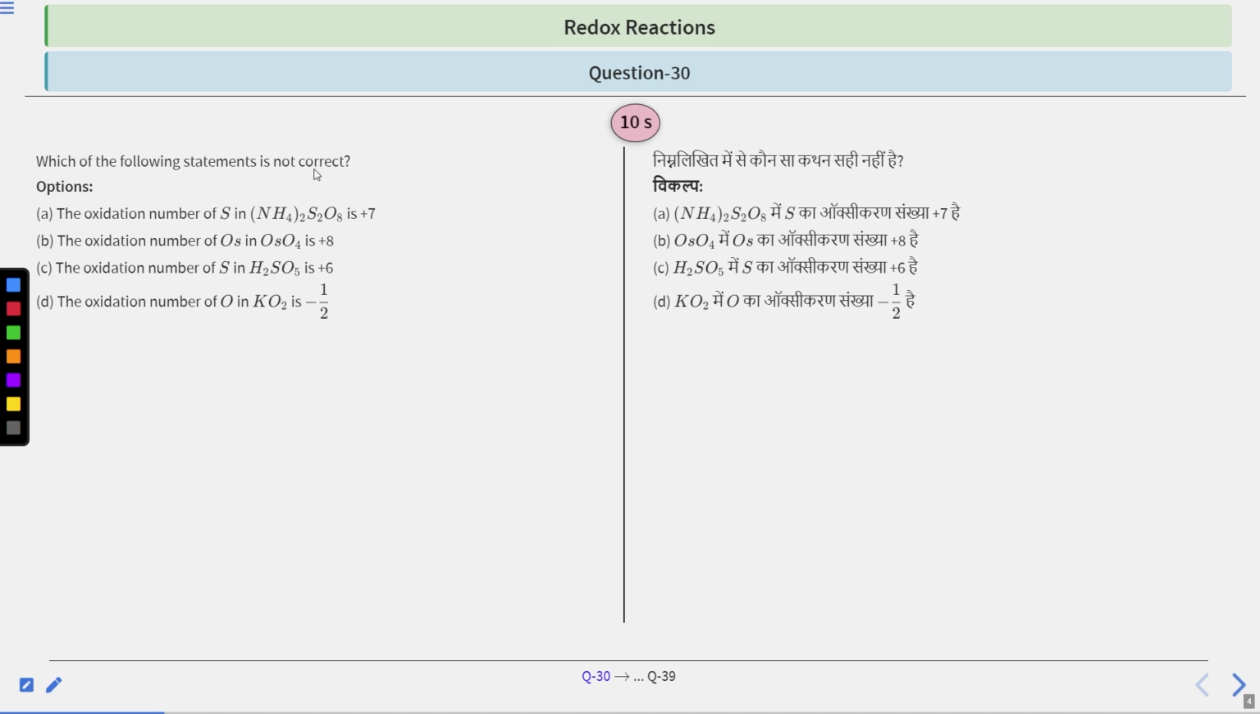Which of the following statements is not correct? Options are: the oxidation number of sulfur in (NH4)2S2O8 is +7. The oxidation number of osmium in OsO4 is +8. The oxidation number of sulfur in H2SO5 is +6. Or the oxidation number of oxygen in KO2 is -1/2. So you have 10 seconds to solve this question. After that, we will see the answer.